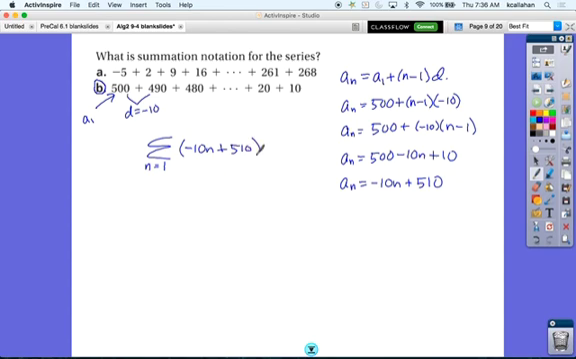So I've got negative 10n plus 510. The only thing left is to know, how many terms do I have in this thing? We want to know which term in the sequence is this. So let's plug in 10 for a_n and solve. Subtract 510 to the other side. We're going to get negative 500 equals negative 10n. Divide by negative 10, and it looks like n equals 50. So we're going to go from n equals 1, the lower limit, to n equals 50, the upper limit, the sum of the terms generated by that sequence.